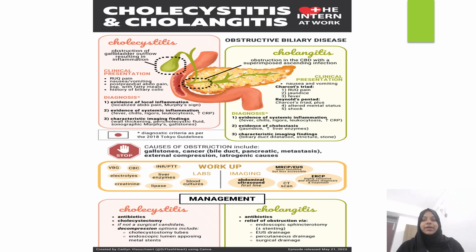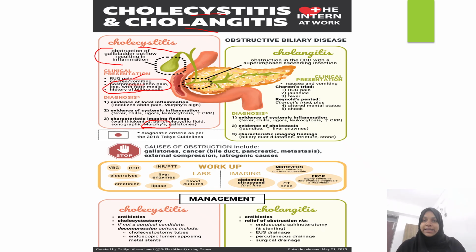So what were the other options? There was cholecystitis. When you hear cholecystitis, you may sometimes confuse it with cholangitis as well. Cholecystitis means inflammation of the gallbladder itself, that is obstruction of gallbladder outflow resulting in inflammation. Mainly there is right upper quadrant pain along with nausea, vomiting, and it's usually postprandial abdominal pain, especially with fatty meals. That is one history that you can get. And there is Murphy's sign. That is when the patient is in inspiration and you're palpating over the right upper quadrant, there is a wincing pain.